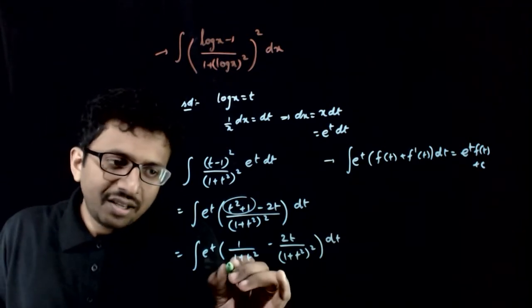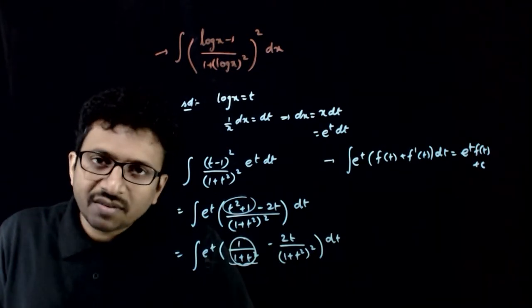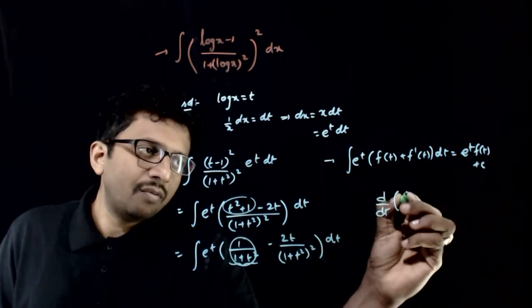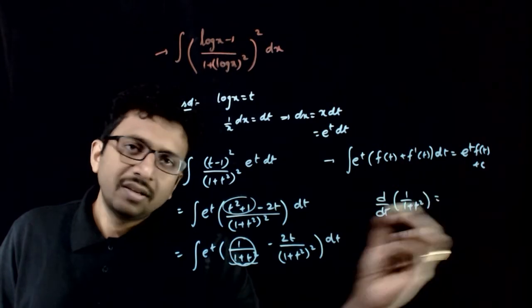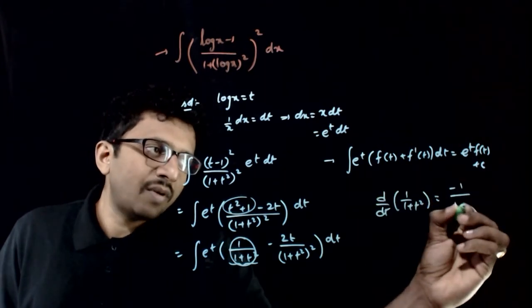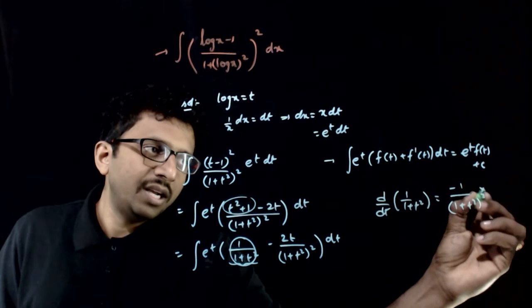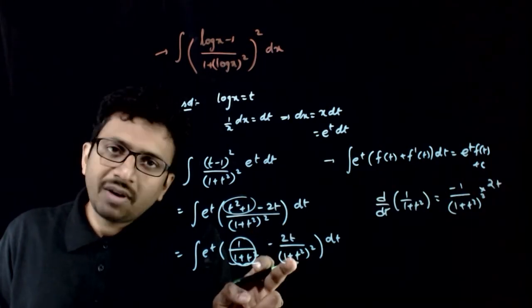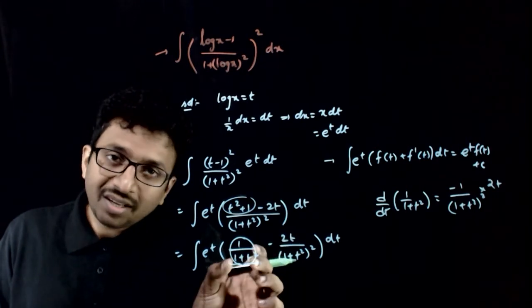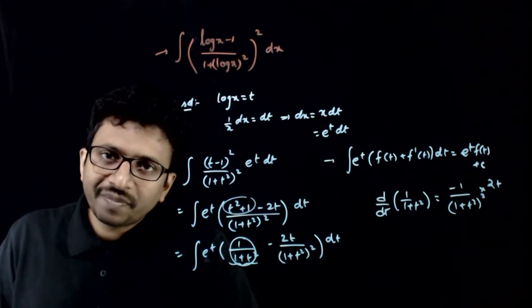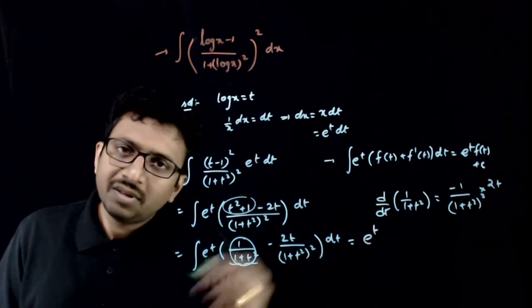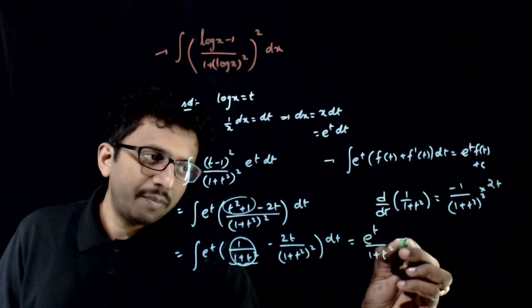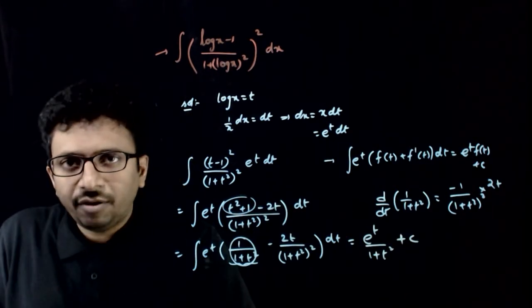So luckily you can see that if you take 1 by (1 plus t square) as a function, what is the differentiation of this? What is d by dt of 1 by (1 plus t square)? So 1 by something, minus 1 by (1 plus t square) whole square into the differentiation of t square, which is 2t. It is minus 2t by (1 plus t square) whole square. So do you see that if this is f of t, this is f dash of t? Yes, because this is equal to e power t into 1 by (1 plus t square) plus c. So that's the value of integration.